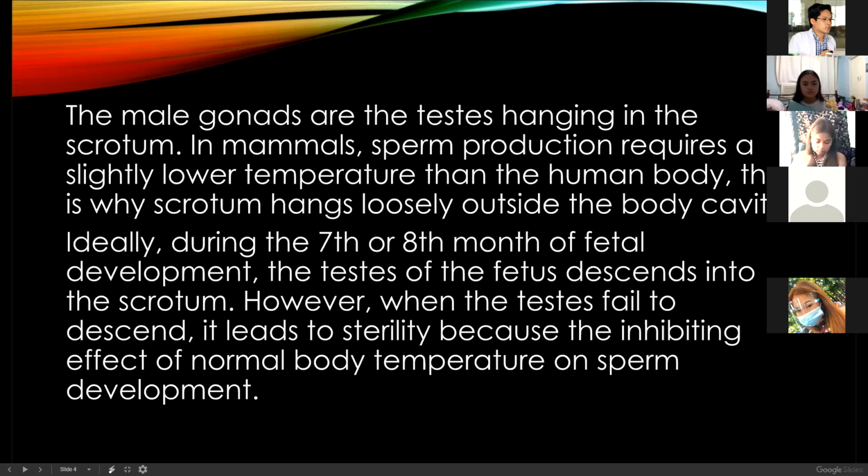Ideally, during the seventh and eighth month of fetal development, the testes of the fetus descend into the scrotum. However, if the testes fail to descend, it leads to sterility because of the inhibiting effect of the normal body temperature on sperm development. So this is the reason why, when we are talking about gender in babies or in pregnant women, they usually have an ultrasound to check on the gender of the baby in the seventh or eighth month. They are now checking on the reproductive organs.